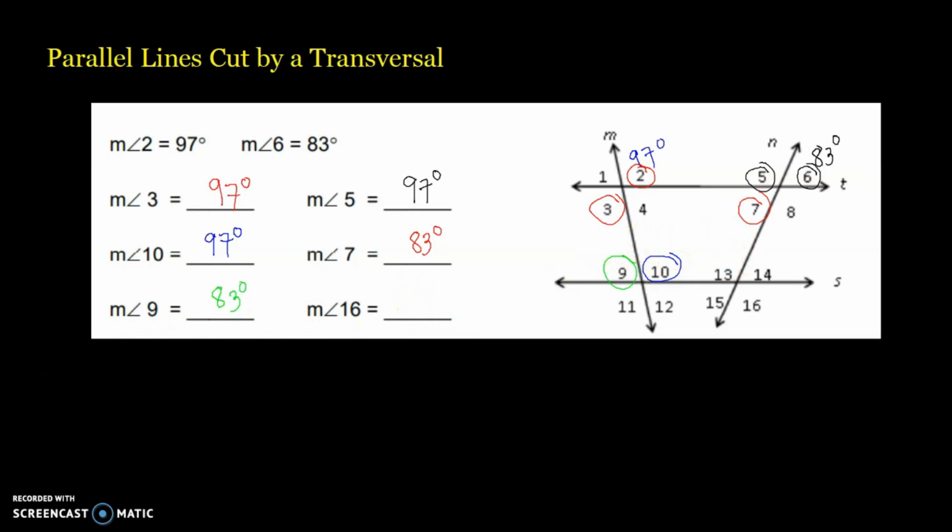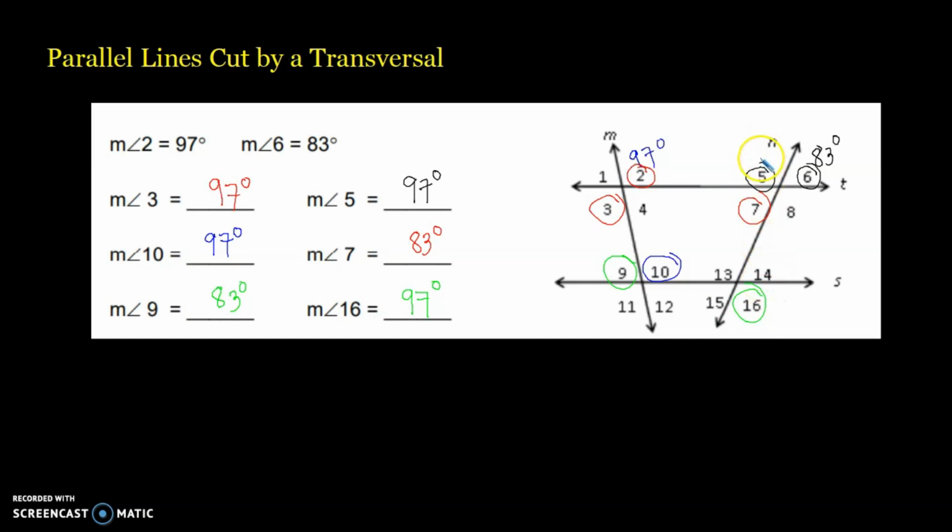For the measure of angle 16, I have to mark angle 16 in the figure. You can make use of 16 and 6 or 16 and 5. If you use 16 and 6, what kind of angles are they? Yes, you are right. They are same side exterior angles, and same side exterior angles are supplementary. So simply deduct 83 from 180 and you will arrive at 97. Same thing goes if you use 16 and 5. What kind of angles are 16 and 5?